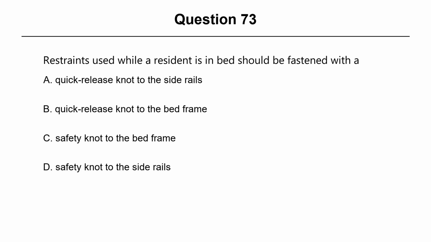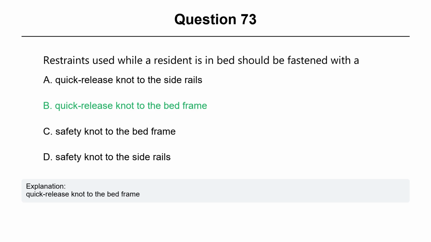Restraints used while a resident is in bed should be fastened with a: Option A, quick release knot to the side rails. Option B, quick release knot to the bed frame. Option C, safety knot to the bed frame. Option D, safety knot to the side rails. The correct answer is option B, quick release knot to the bed frame.